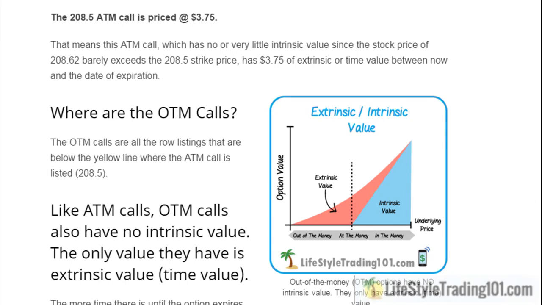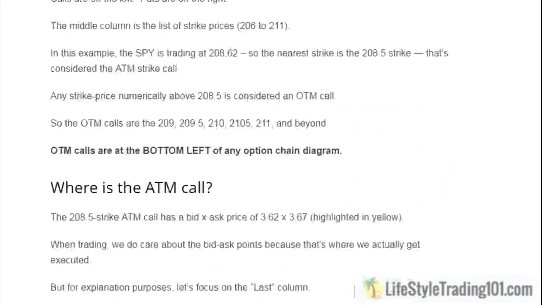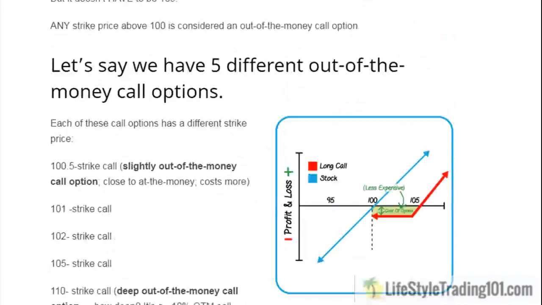But a $99 strike call, for example, that's in the money, has $1 of intrinsic value, because the stock price is $100, so it's trading $1 in the money.